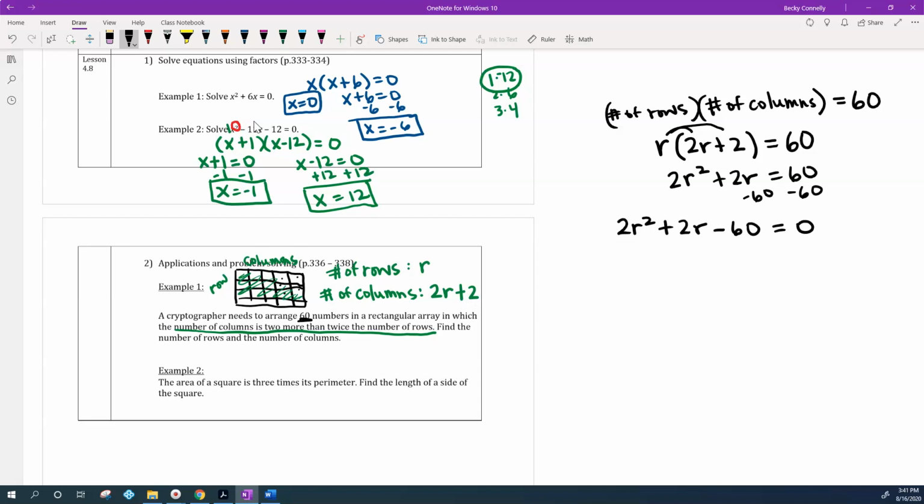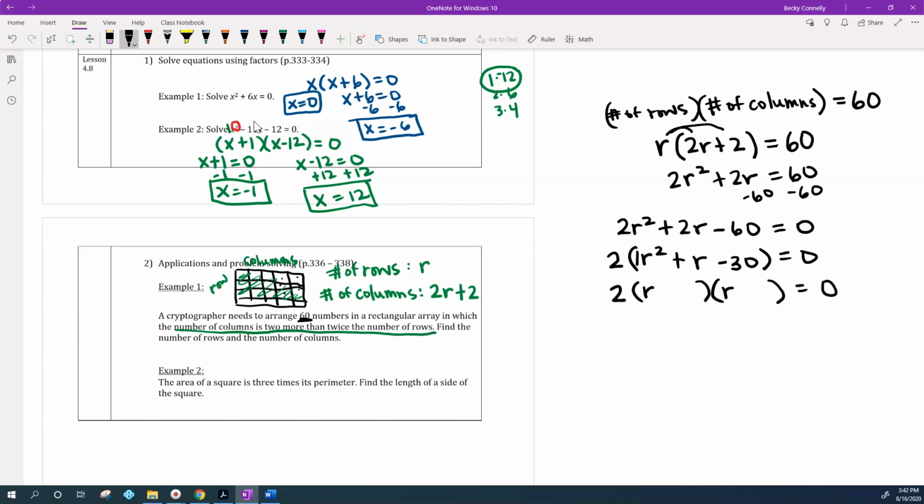And now I need to use my skills with factoring to get the left side of the equal sign factored. First thing I want to look for is greatest common factor. I see there's a 2 that can factor out, leaving me r squared plus r minus 30 equals 0. My leading coefficient here is just a 1, so I can write down my 2 and two parentheses. So what times what is r squared? r times r.